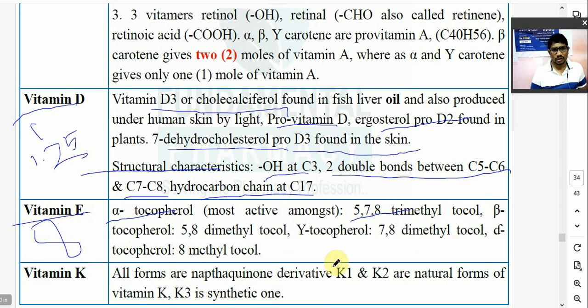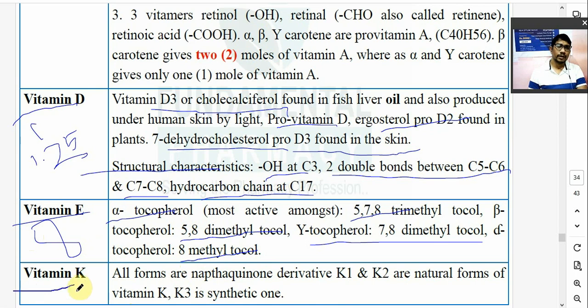Beta tocopherol is also there. So 5,8 dimethyl tocol. Gamma tocopherol जो होता है उसमें 7,8 dimethyl tocol होता है. डेल्टा टोकोफेरॉल में 8 मिथाइल टोकोल होता है. बस आपको इतना याद रखना है. यहाँ पे अल्फा टोकोफेरॉल मोस्ट कॉमन होता है, 5,7,8 ट्राइमिथाइल टोकोल रिंग इज देयर.